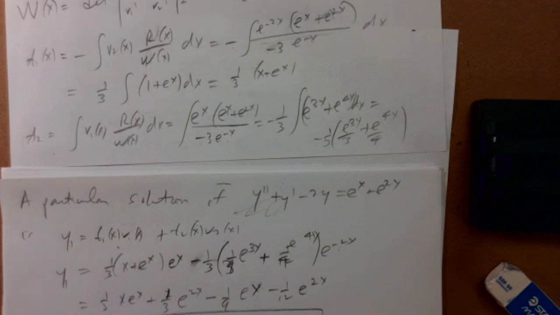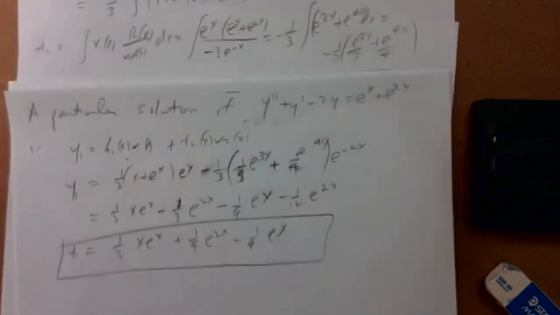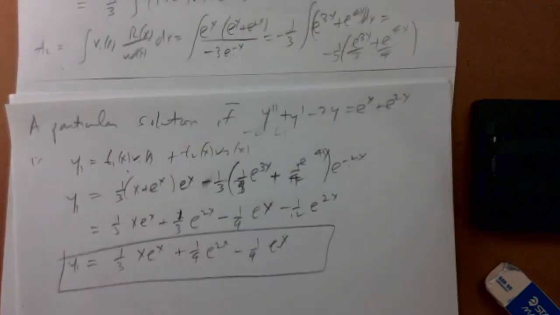So that's a particular solution of the non-homogeneous equation. And we add that to the general solution of the homogeneous equation. And we're done.